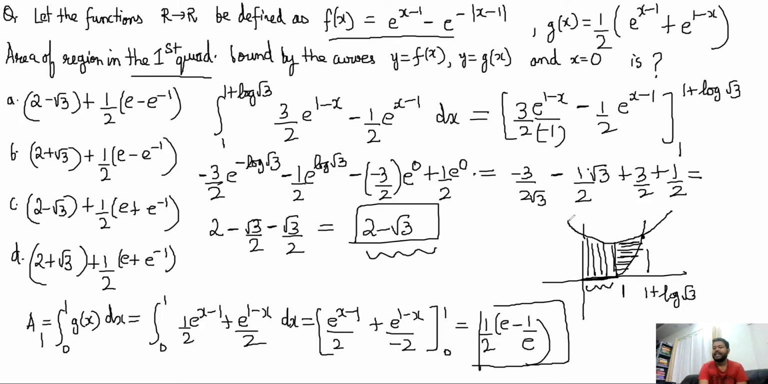It comes by taking the difference between the g(x) function and the f(x) function and integrating it under these limits. So that gives us the answer 2 minus root 3 plus half of e minus 1 by e, which is option A. So option A will be the right answer for this question. And I hope that answers it for you.